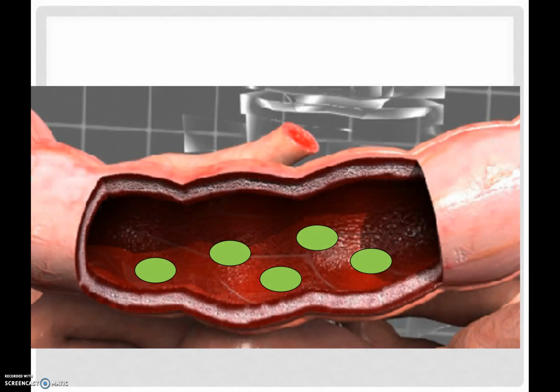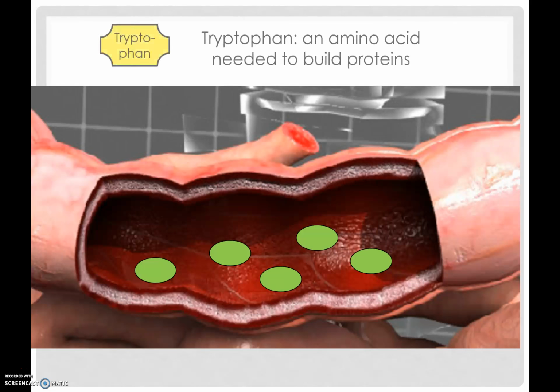So inside of us we have lots of bacteria living, and let's look at the amino acid tryptophan. Tryptophan is an amino acid that's used by all living things. It's one of the 20 amino acids that we use to build proteins. Now humans and bacteria are very different. However, we all use the exact same genetic code.